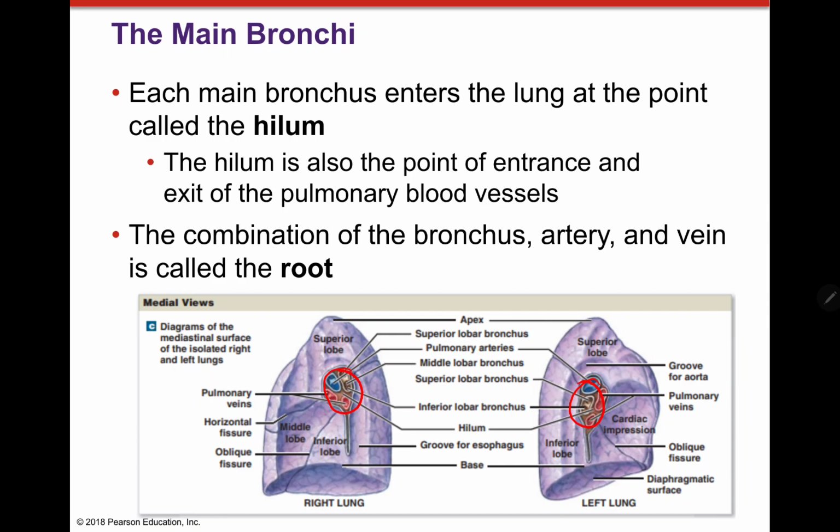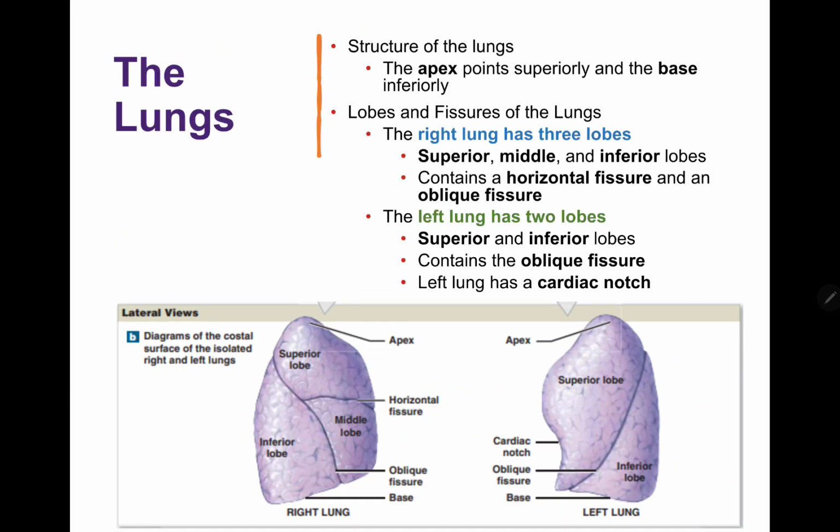So that's the root of the lung. Looking at the structures of the lung, you have the apex, which is on the superior lobe, and the base, which is on the inferior portion of the lung. The right lung has 3 lobes: the superior lobe, the middle lobe, and the inferior lobe. Whereas the left lung has 2 lobes, the superior lobe and the inferior lobe.